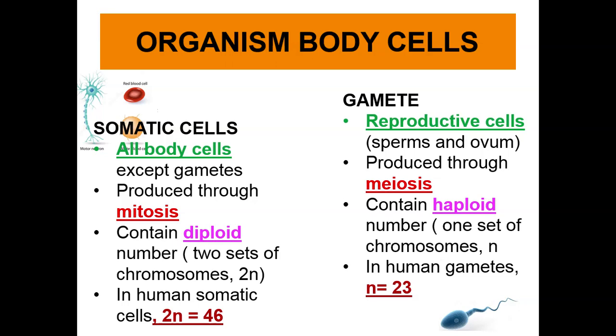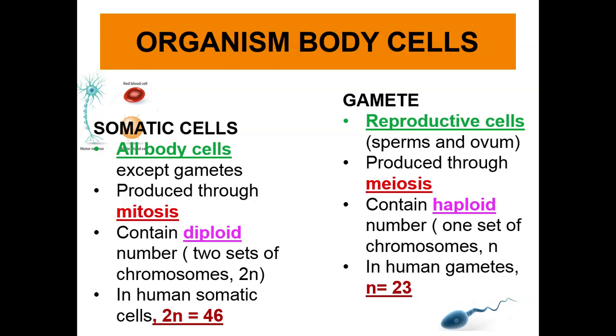Meanwhile, the somatic cells, meaning all the body cells except the gametes, are produced through mitosis. The number of chromosomes here is diploid, meaning they contain two sets of chromosomes. So in human somatic cells, we have 46.